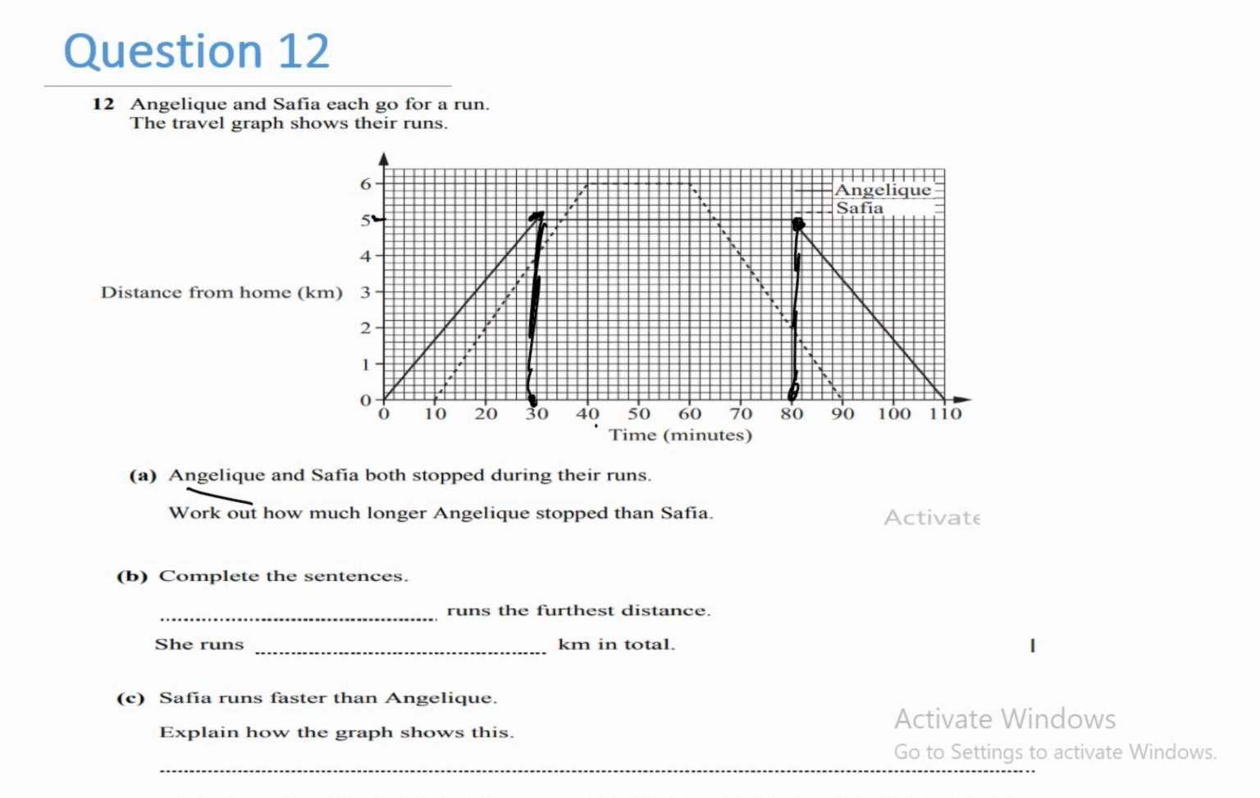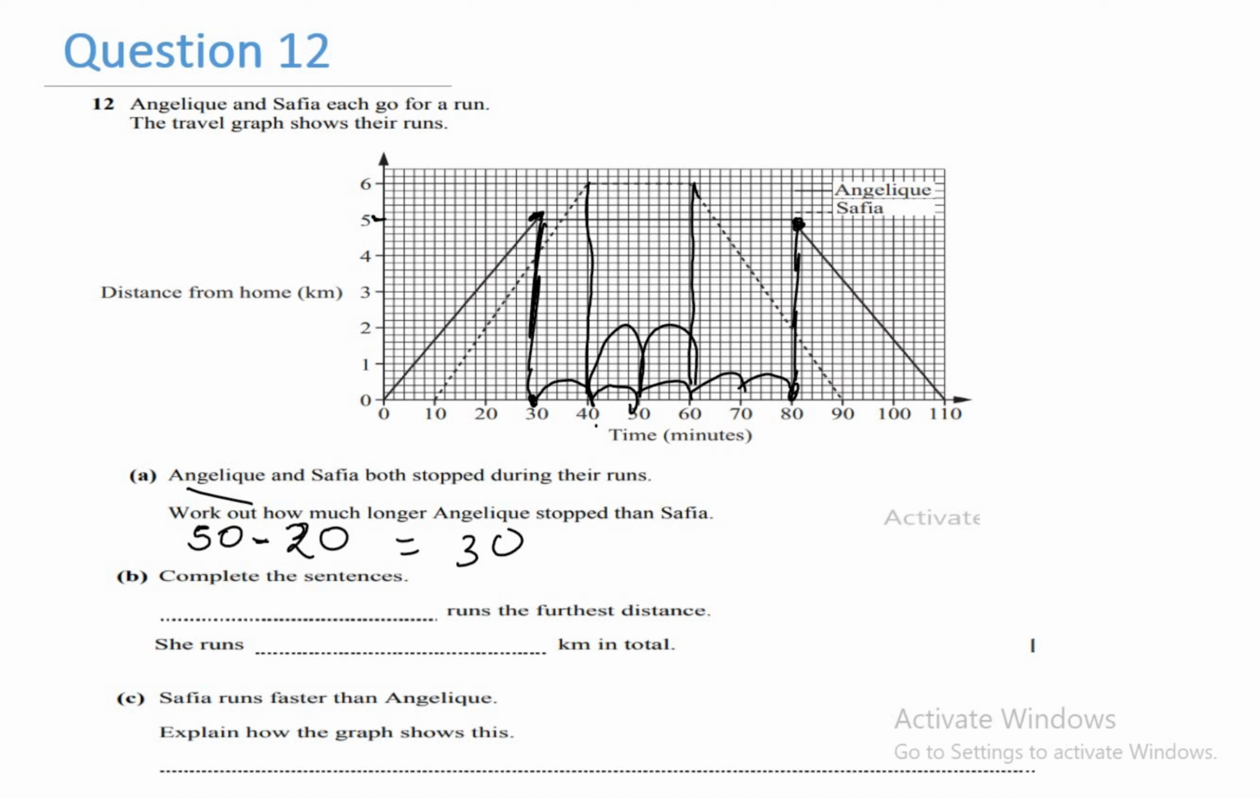So let's count from 30 to 80. 30 to 40 is 10, 20, 30, 40, 50. So we have 50 minus Sophia. From here down to this point is 40, and this down is 60. From 40 to 60 is 10, 20. 50 minus 20. My answer is 30.